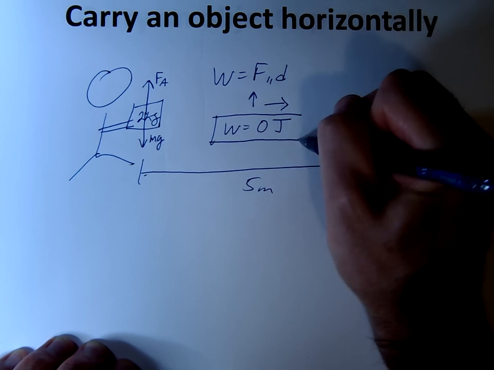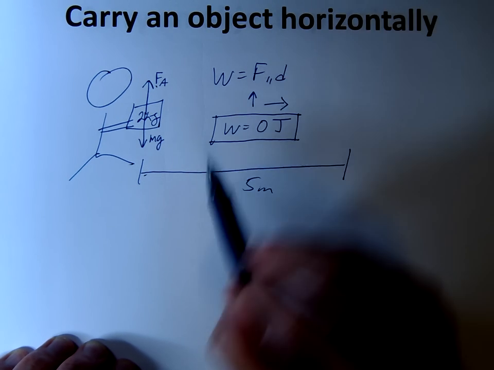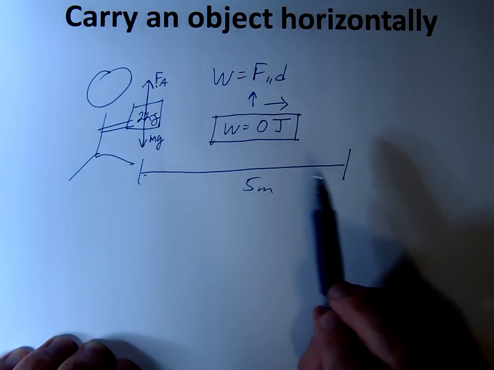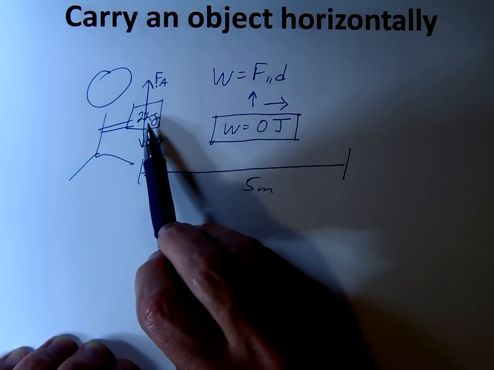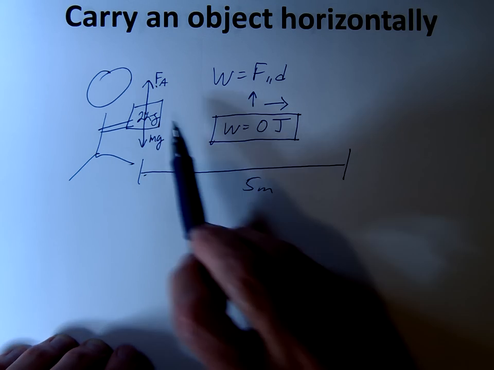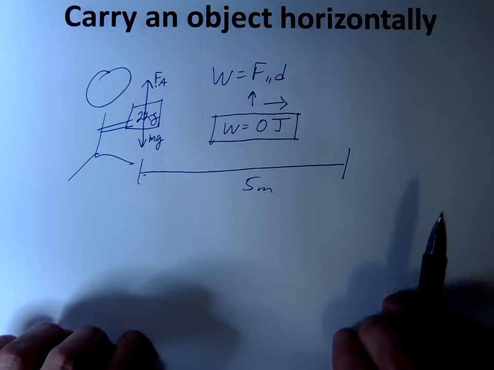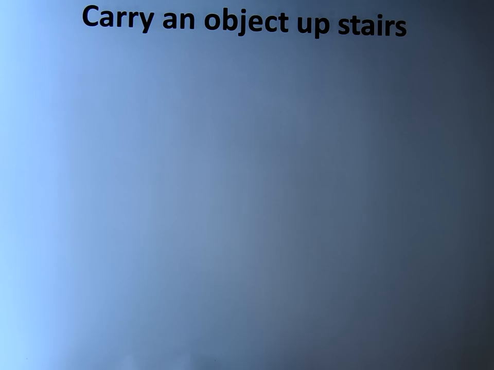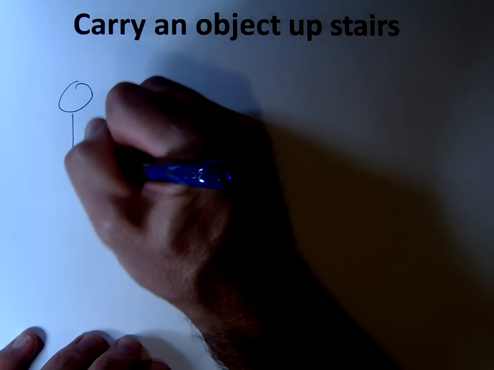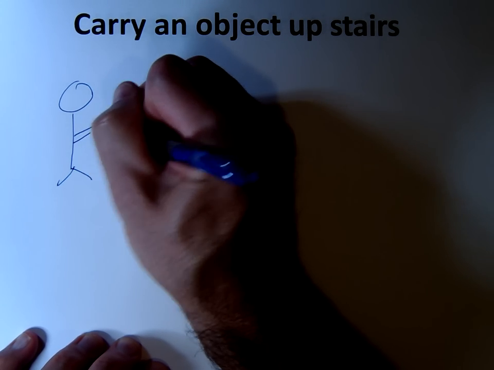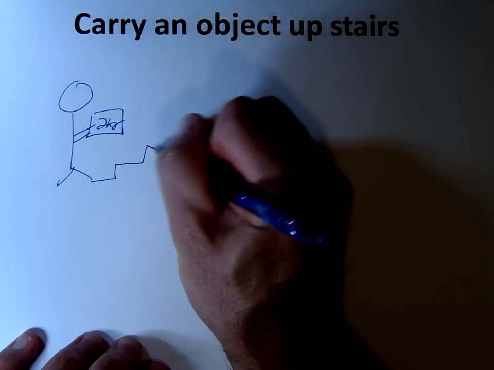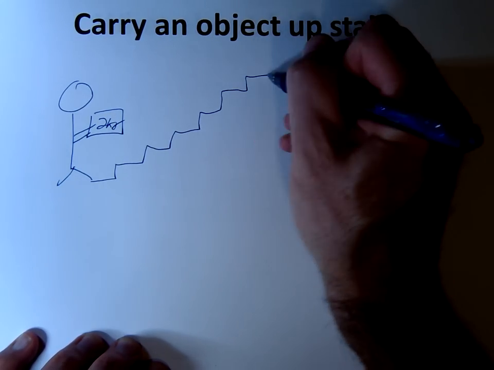So you want to watch out for this. Whenever our force is perpendicular to our distance, we're actually doing 0 work here. We're just holding this up. We're not moving it any distance horizontally. Any distance vertically. What about this? Let's carry an object up some stairs. Take our 2 kilogram object. Let's go up some stairs.